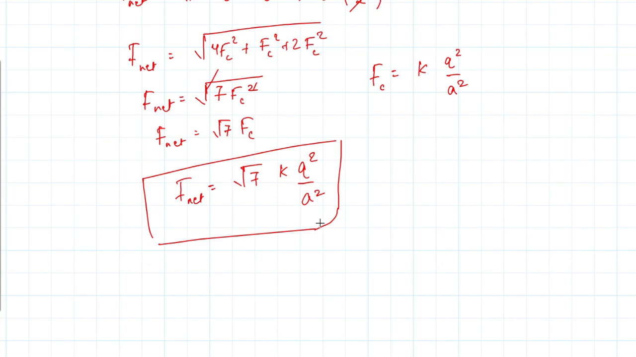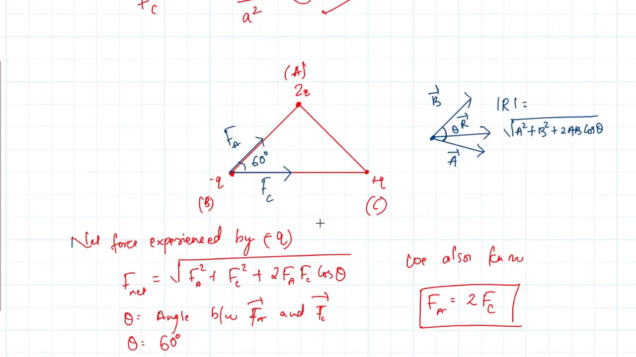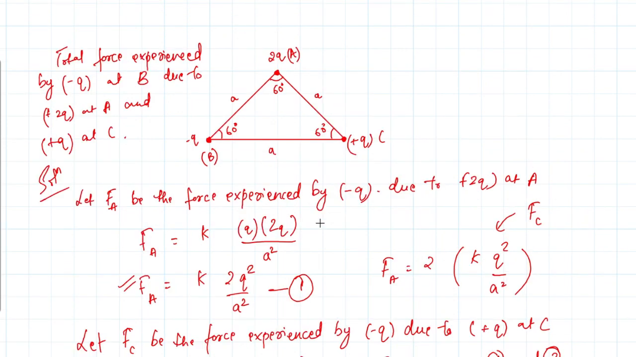That minus q at B is going to experience. Similarly, you can also find how much force plus 2q will be experiencing because of the presence of the other two charges, as well as how much force the plus 2q at C will experience because of the other two charges.